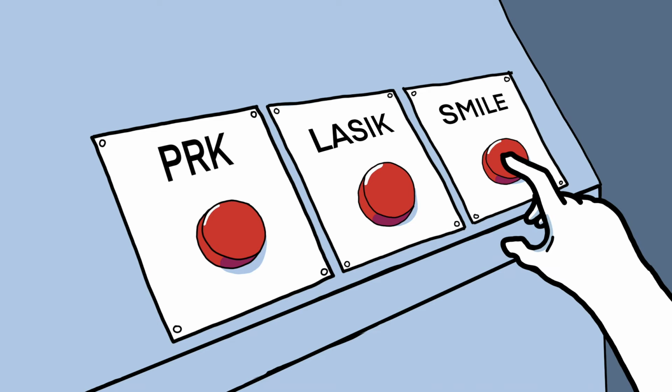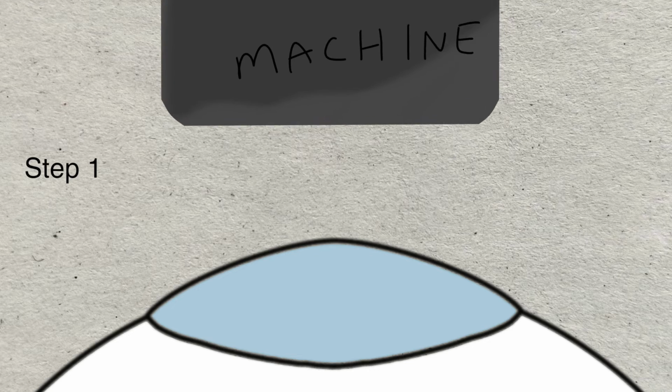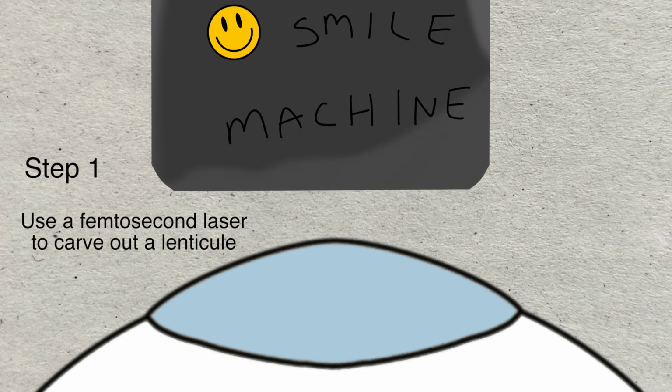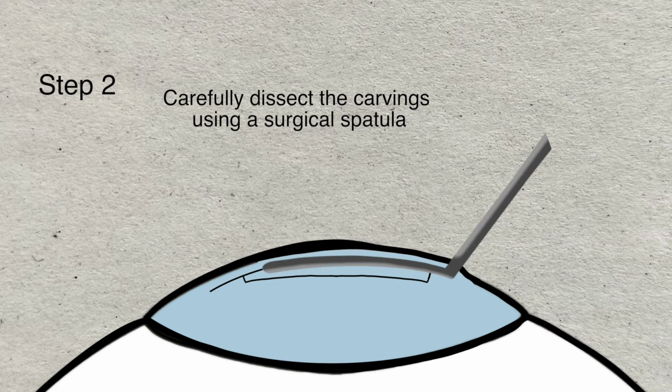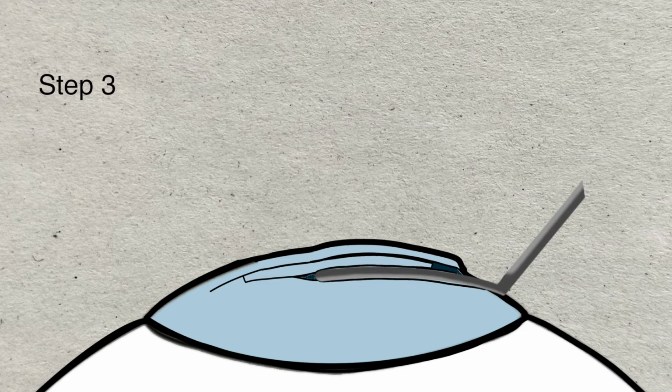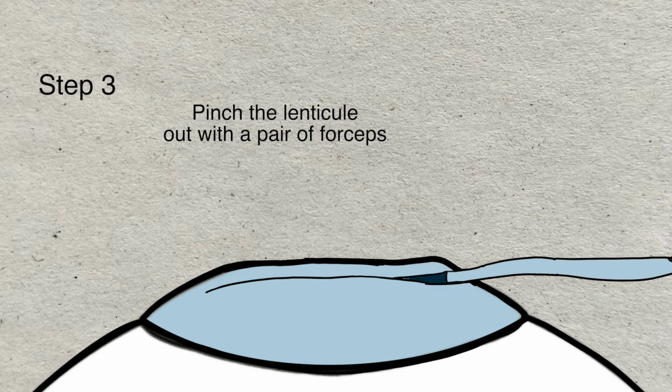Moving on to SMILE. How it's performed. Step 1. Use a femtosecond laser to carve out a lenticule. Step 2. Carefully dissect the carvings using a surgical spatula. Step 3. Pinch the lenticule out with a pair of forceps.